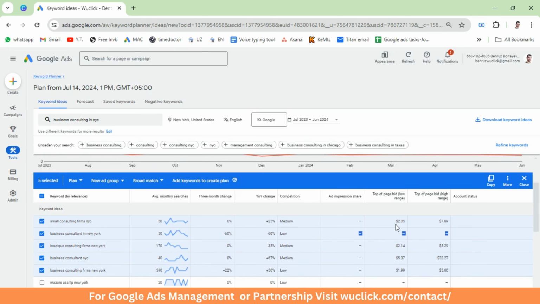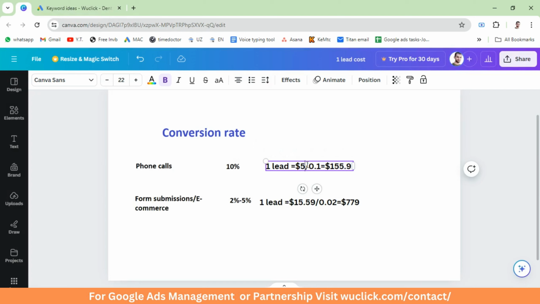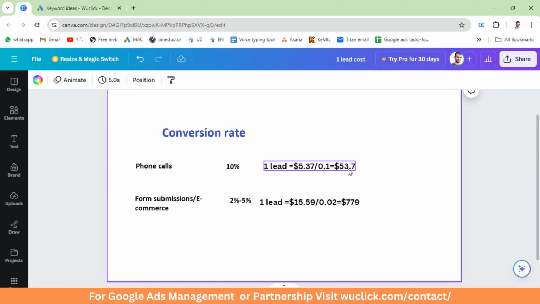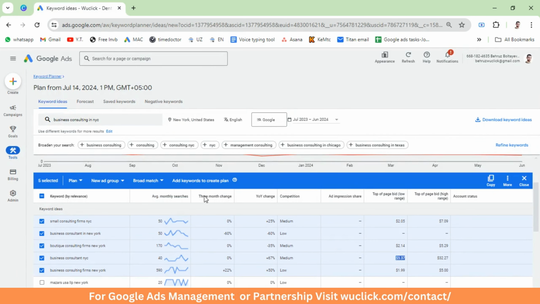So we have chosen the keywords, and the costs are $2, $2, $5, 1.99. Let's imagine we're going to be using this keyword as well, business consultant NYC, which is a pretty good keyword, right? And the intent is good. So this keyword will give us an idea of how much we should be willing to spend to get one phone call. $5.37. Let's calculate that, and that's going to be $53.70. So to get one phone call or one lead, we should expect to spend $53.70 for that specific keyword in this industry.